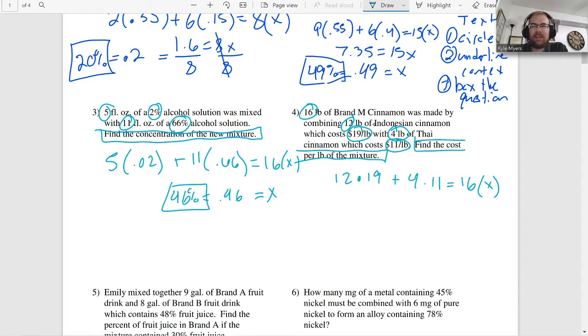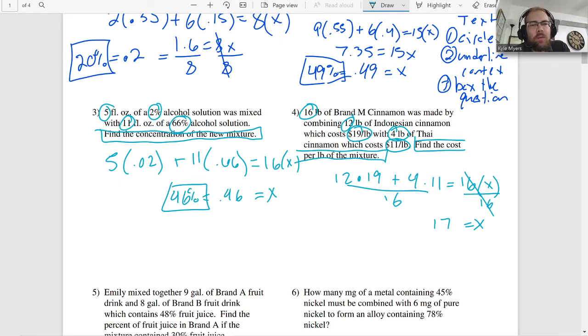Right? So a little different this time. We're not dealing with percents anymore. So this one is going to have units now, so we do want to be careful there. But other than that, kind of the same. 12 times 19 plus 4 times 11 is 272. Divided by 16, because we need to do that on both sides. x is going to be equal to 17. 17 what? It's not a percent, so we have to know the units.